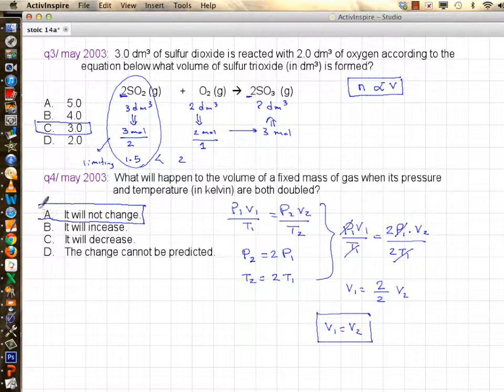Okay, until the next few tutorials, I'm going to give you some old IB questions that have a mixture of stoichiometry, solid, aqueous, and gases. Good luck.